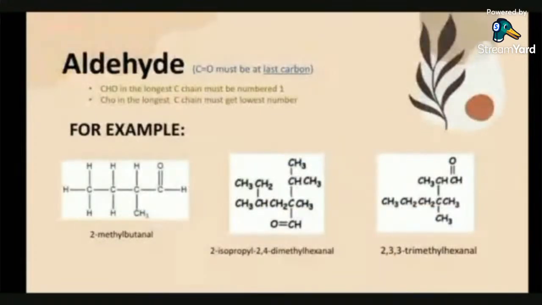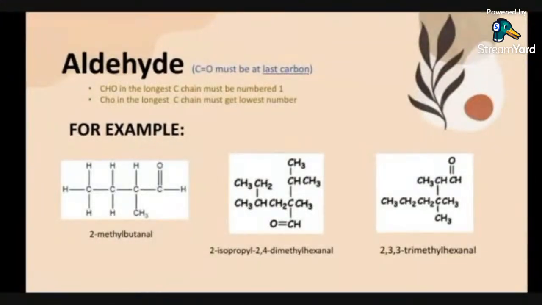We move to an example. CHO in the longest C chain must be number 1. CHO in the longest C chain must get the lowest number. For example, C double bond O here is at the last C chain and it has to be number 1. So here is number 1, this is 2, this is 3, and this is 4. And this is methyl, and methyl is at carbon number 2. So the name is 2-methylbutanal.